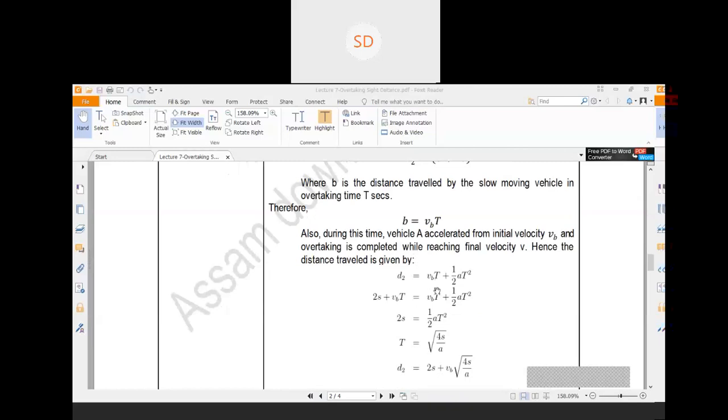So basically that formula is S equal to Vt plus half AT square. You just go through that formula in your 12th standard. Okay, you will easily get this.